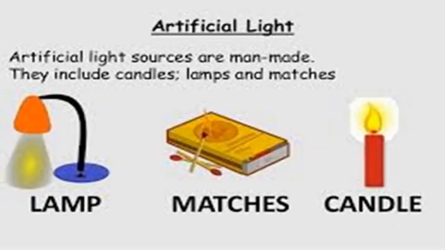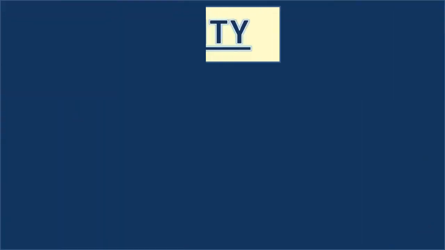Whereas there is another source of light that is artificial. These sources of light are man-made, meaning created by humans. So they include candle, lamps, matches, electric bulb, LEDs, etc. So let's do an activity.